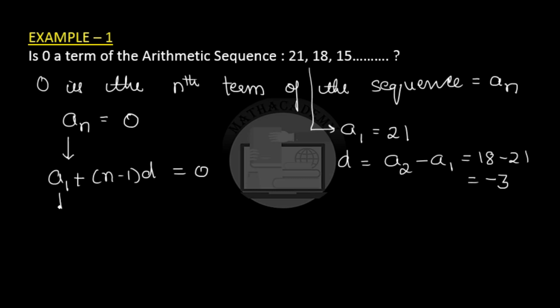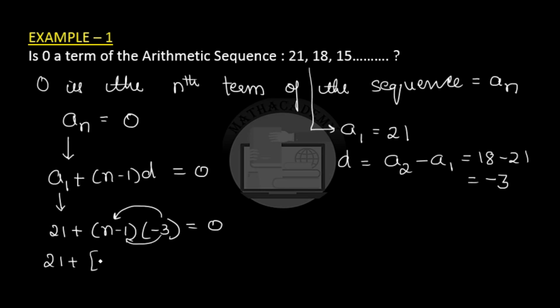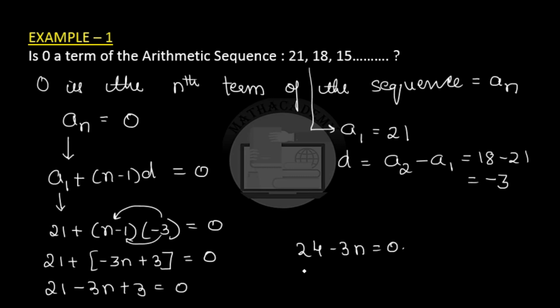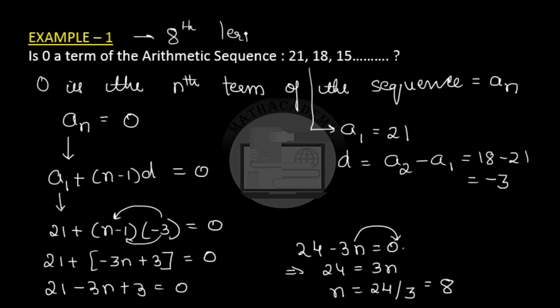Let's substitute the values here. So we will get 21 plus (n minus 1) times negative 3 is equal to 0. So we get 21 plus, distributing negative 3 to n and to negative 1, negative 3n plus 3 is equal to 0. So 21 minus 3n plus 3 equals 0, which gives us 24 minus 3n equal to 0. Transposing 3n to the right hand side, we get 24 is equal to 3n, which gives us n is equal to 24 over 3, which is 8. This tells us that 0 is the 8th term of the given sequence.